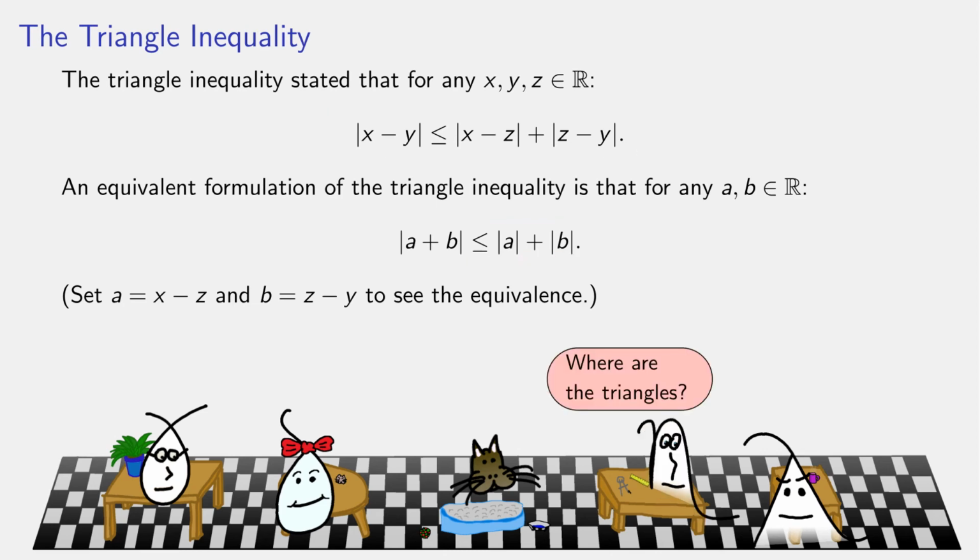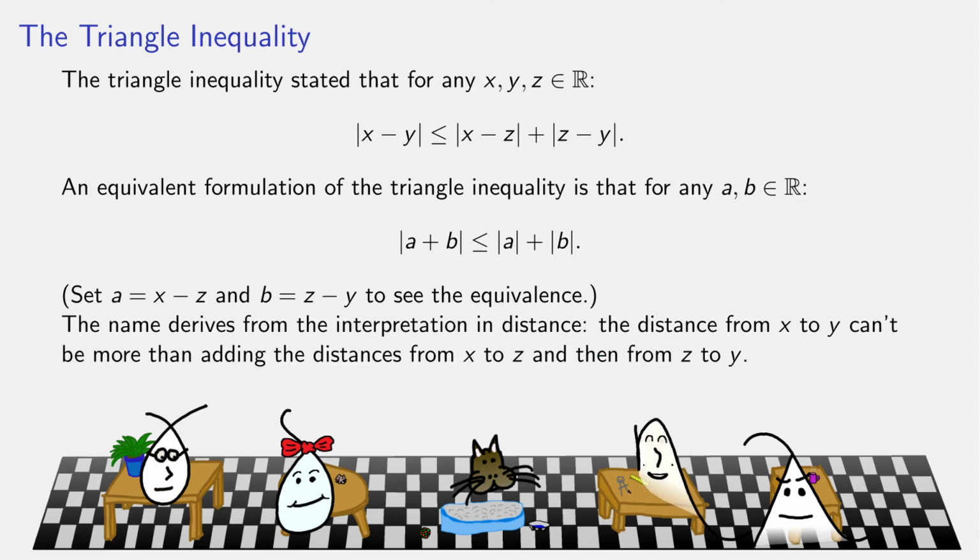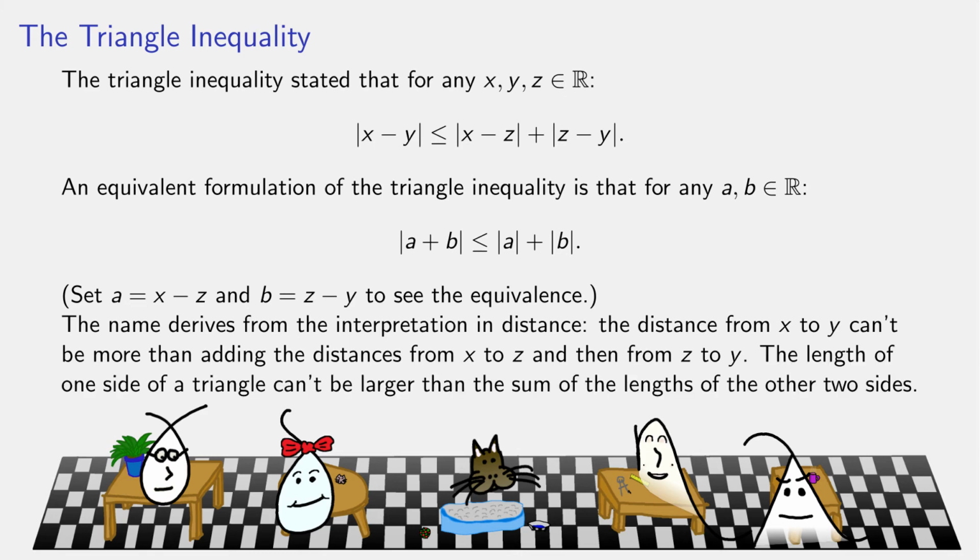Now, what does it have to do with triangles? It has to do with an interpretation in terms of distance. The distance from x to y, looking up at that top line, cannot be larger than first doing the distance from x to z and then adding the distance from z to y. So the length of one side of a triangle from x to y can't be larger than the sum of the lengths of the other two sides.